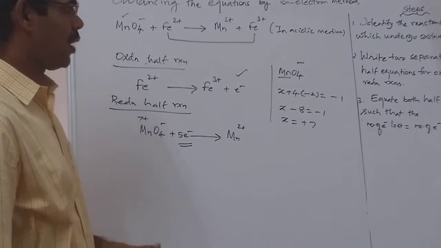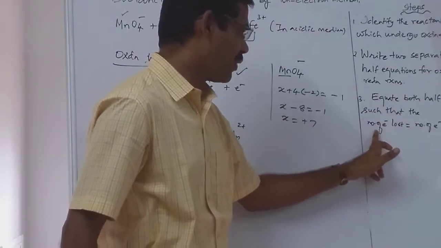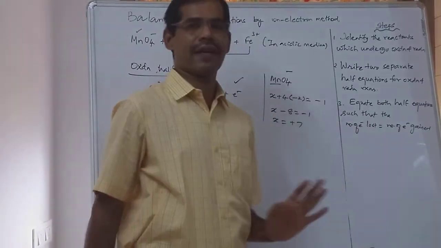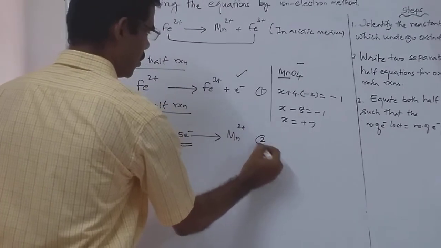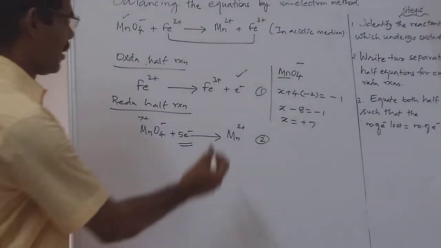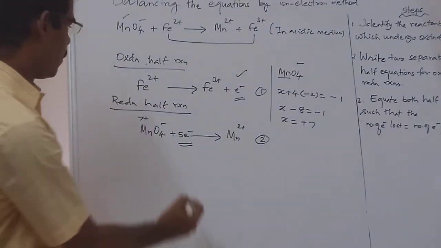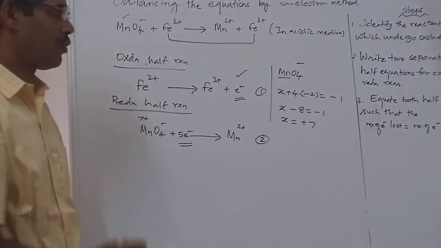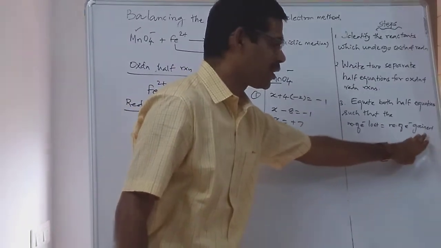So the second step is complete. Now the third step: equate both half equations such that the number of electrons lost is equal to the number of electrons gained. See what I am doing: I will call this equation 1 and this equation 2. The number of electrons lost here is 1. The number of electrons gained here is 5. What does the third step say? We have to equate the number of electrons lost and the number of electrons gained.